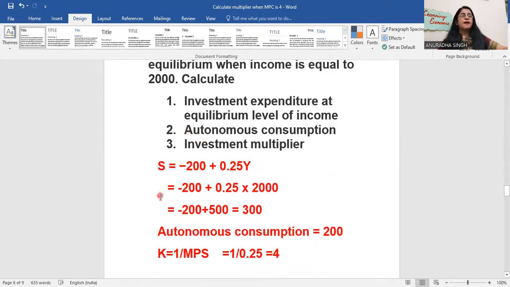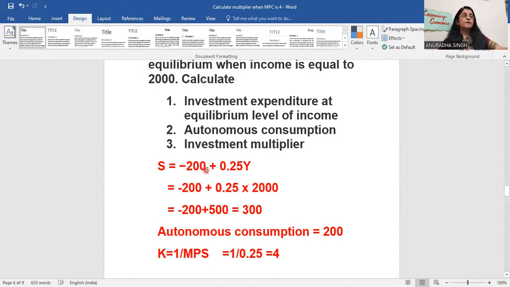So what we'll do is S is equal to minus 200 plus 0.25y, and we are given that the equilibrium level of income is equal to 2000. In place of y, we are going to use 2000, multiplied by the value of MPS. Minus 200 plus 0.25 into 2000, and this will come to 300. Now saving has come to 300. Okay. Autonomous consumption, I had already told you that you don't need to calculate because it is already given here. From here you can see that 200 is autonomous consumption.